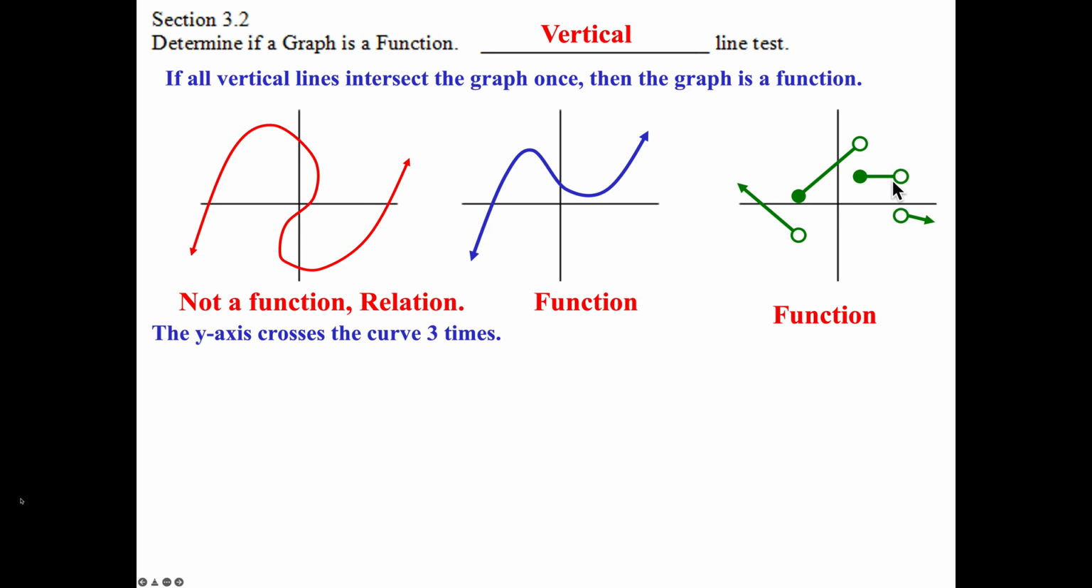That's like one of my restrictions. X can't be equal to 5. Okay, so be it. It doesn't touch more than once anywhere in this whole diagram. That's a function. All right?